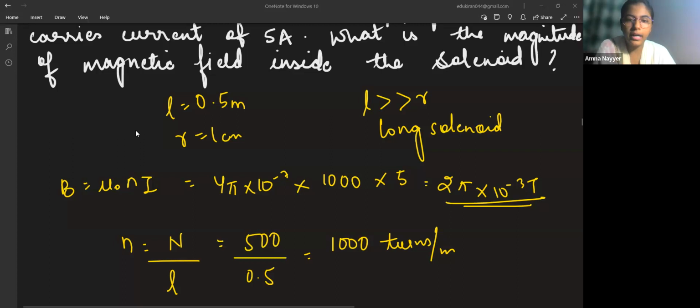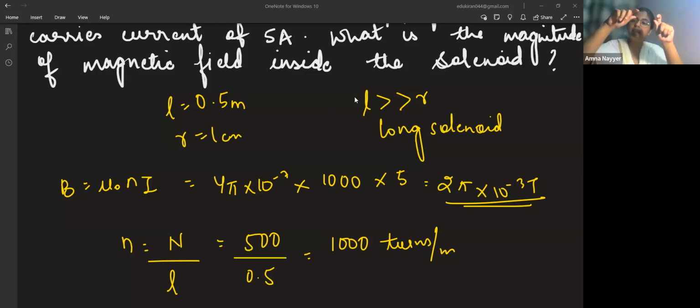Coming to toroid now. If you've understood solenoid, toroid is not very different from solenoid. It's just that slight differences are present, that too in number of turns per unit length. See, if you take a wire and you turn it in the form of a coil, just make it a helical form of it, that we call a solenoid. This is what we had studied in the last class.